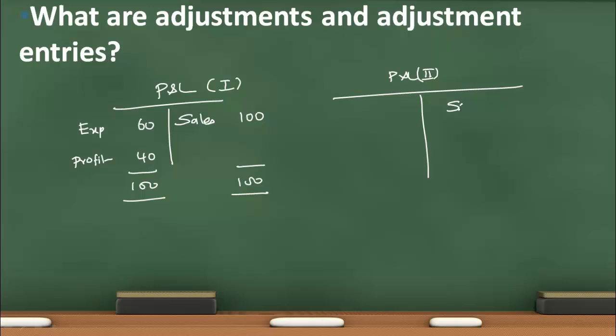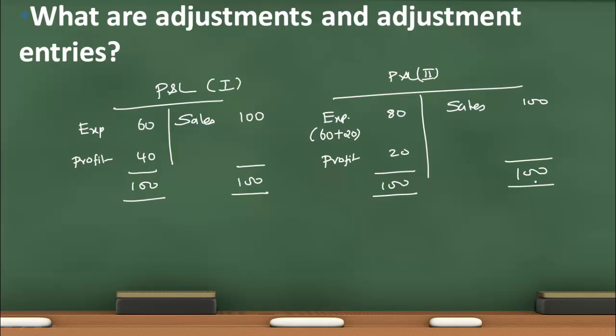Here sales is same 100, expense I'm going to write it as 60 plus 20, which is 80, and profit is 20, and the total on both sides is 100. So now I'll give you this information. In scenario 1, the company has written expense as 60. It is because the company has also incurred some expense on salary to the extent of 20, but since the company has not paid the salary, it has not accounted, so it has written expense only as 60.